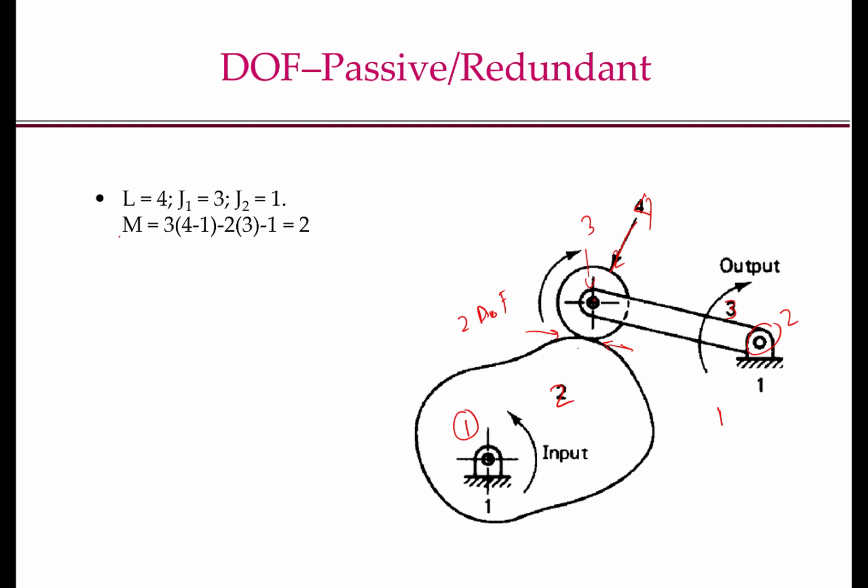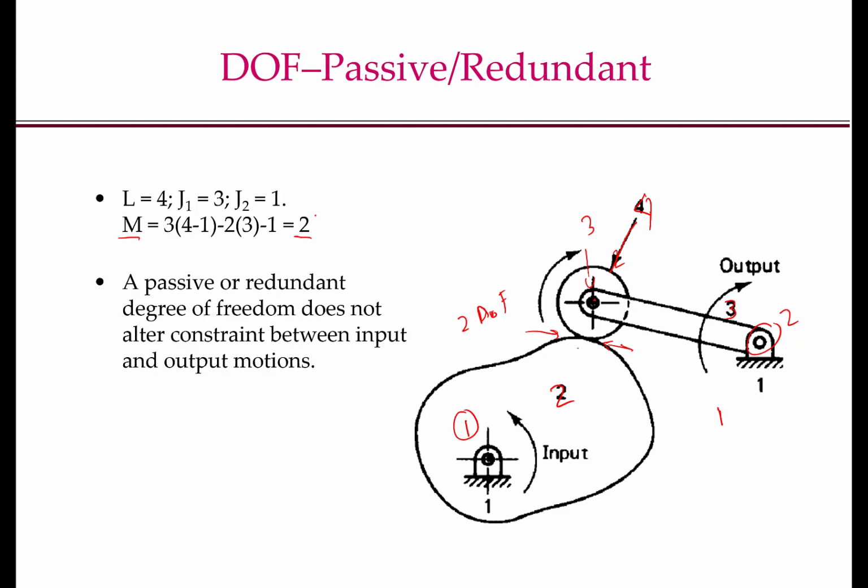If we use Gruebler's equation, our degrees of freedom is 2. However, there is a passive or redundant degree of freedom here, which does not alter the constraint between this input here and this output. And what is that redundant degree of freedom? This rotation of this roller. This roller can rotate without affecting the output. So the actual degree of freedom in this case is 1.